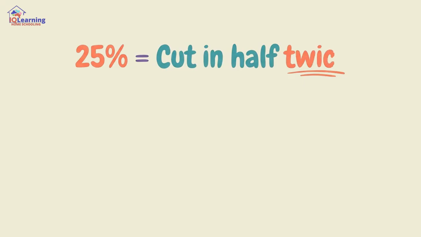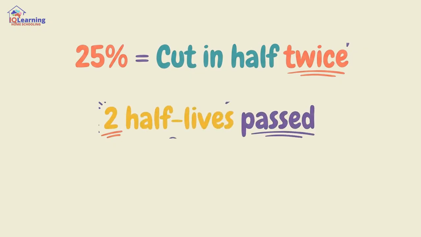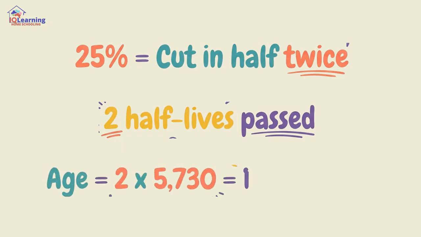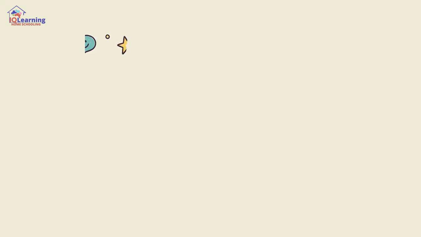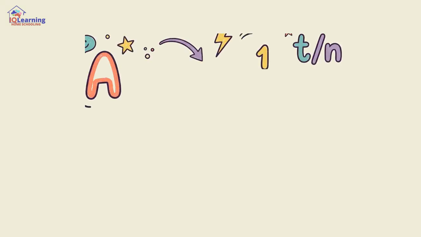That's the key insight. 25% means the material has been cut in half twice. You can already solve the problem from that observation alone. 2 half-lives have passed, and each half-life is 5,730 years. So the age is 2 times 5,730, which equals 11,460 years.